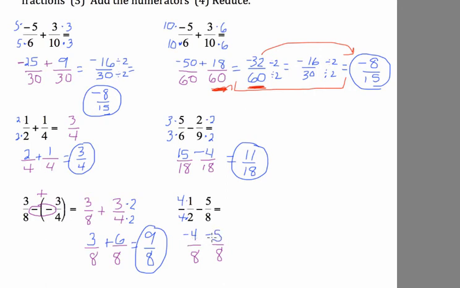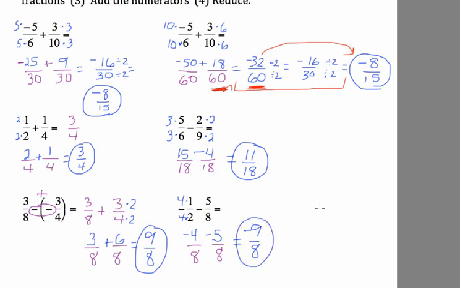Notice how I have the negative signs with my numerators. Negative 4 and a negative 5. Keep your denominator the same and add your numerators. Negative 4, negative 5. Think money. Lose $4, lose $5. I'm 9 in the hole. Negative 9/8.